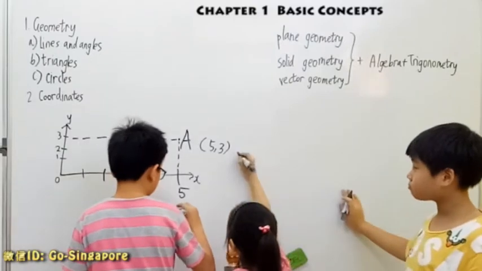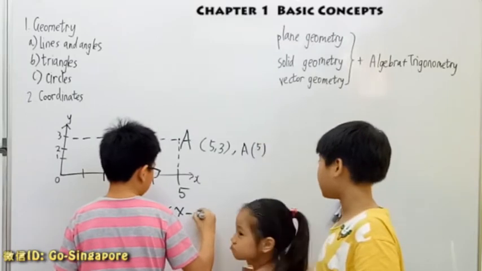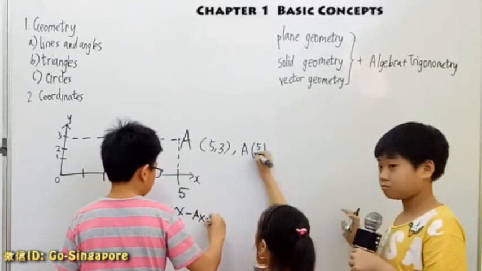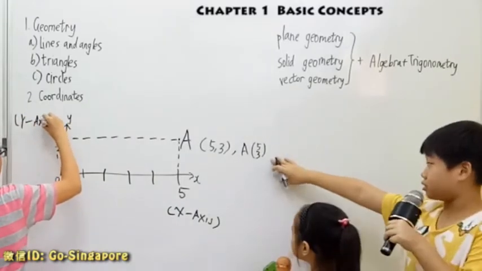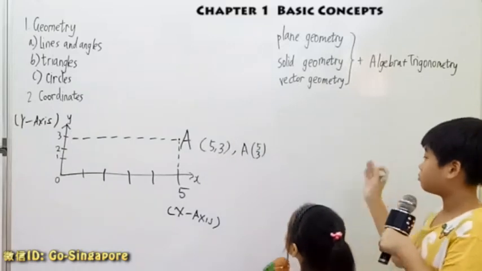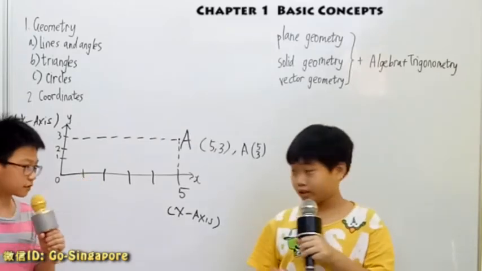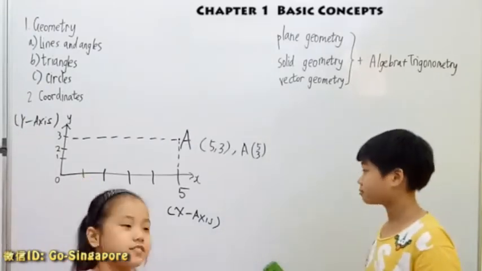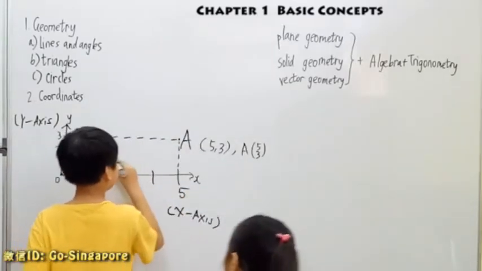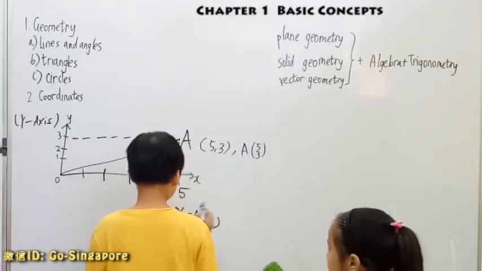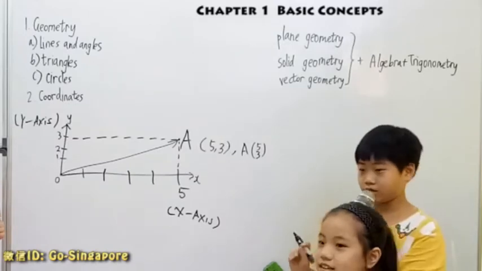So can we write it as something like this? Okay, so like this, you also can. But usually we write it like this, right? But this way, sometimes we also can use. We'll learn this case in the future, okay? But do you know what this is? It is a vector.